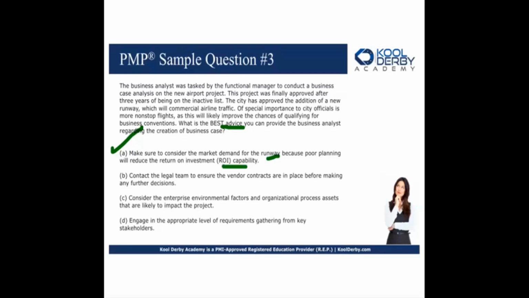Okay, so you've got a runway that's being built for this airport. But the question is, what is the best advice you can provide the business analyst regarding the creation of the business case? Let me tell you what this is called. This is called the stem of the question. All of this stuff is extraneous information. You don't care about an airport being built or an airport runway. This is the question right now, the stem. All right, so let's take that. What's a distractor? What are you going to get rid of?